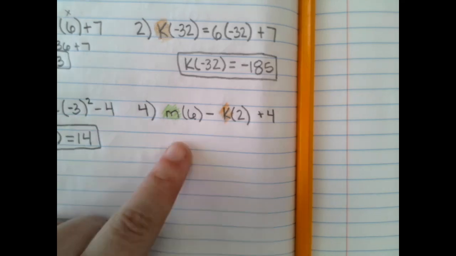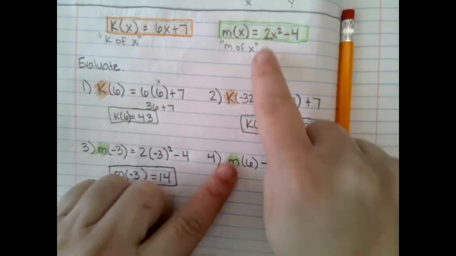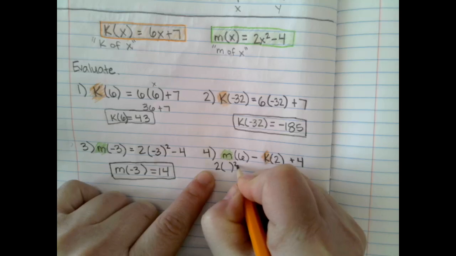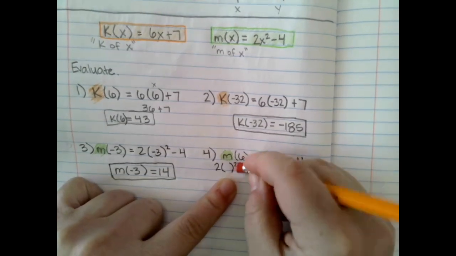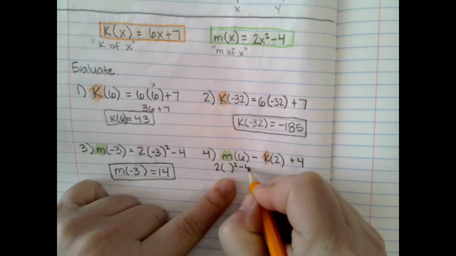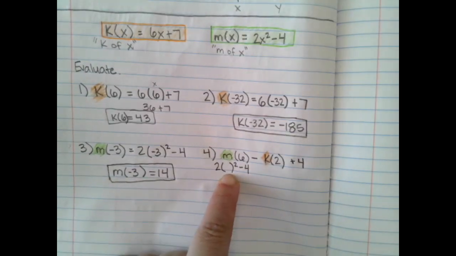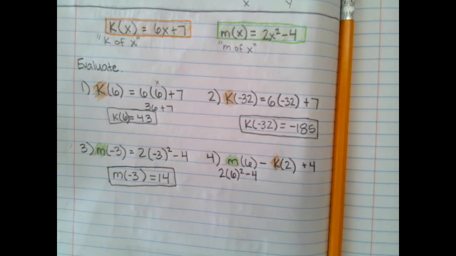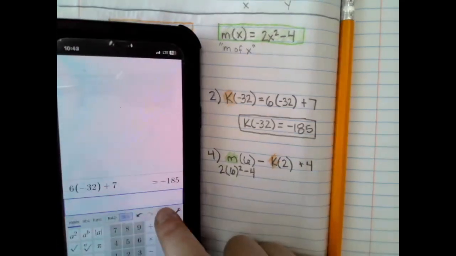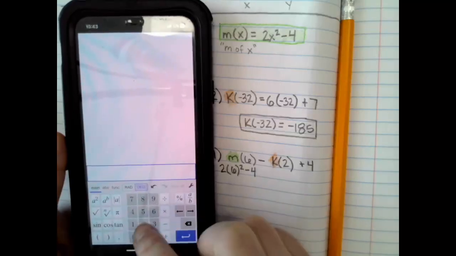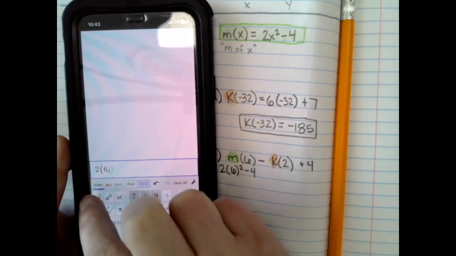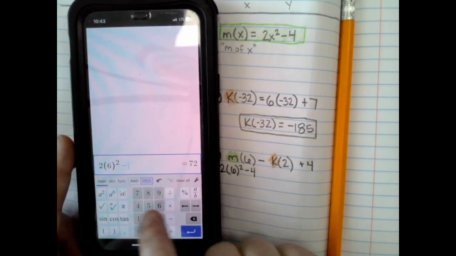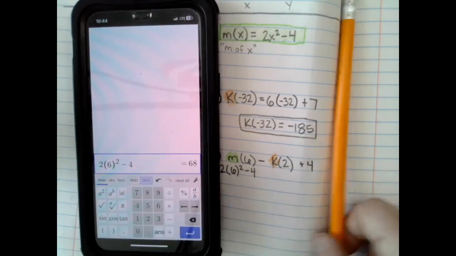So for m, I'm going to zoom out for a second, sorry. We have 2x squared minus 4. So we'll say 2 times something squared minus 4. And what are we putting into our m? 6. Well, we're putting in 6. What do we get out? 68. Yeah, you're getting the whole answer there. So 2 times 6 squared minus 4. Our whole answer is 68 for that first one.